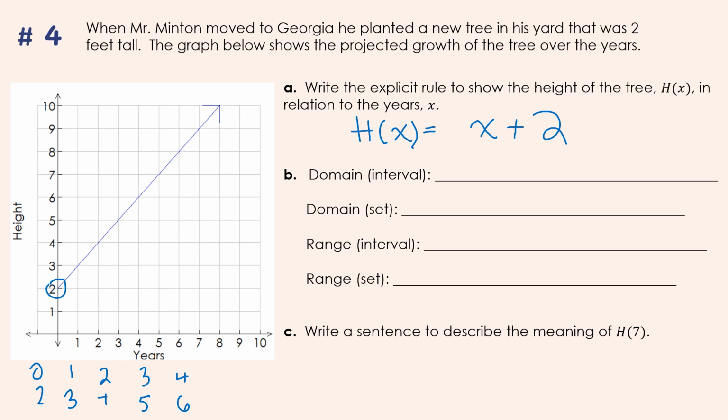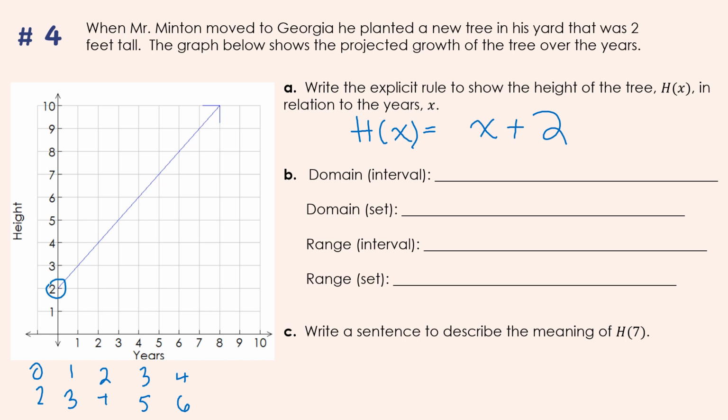Now we're going to look at domain and range. Again, you have to think about continuous or discrete. The tree is going to grow in between the years, so this is going to be continuous. You can see in the graph that the points are connected. It wasn't just distinct points, so that also means it's continuous. So we're going to start with interval notation.